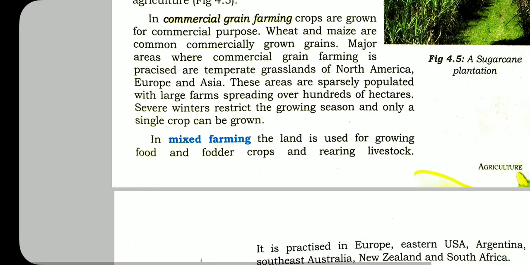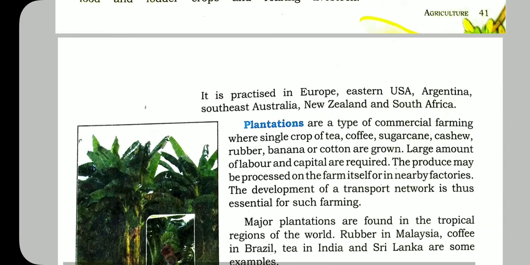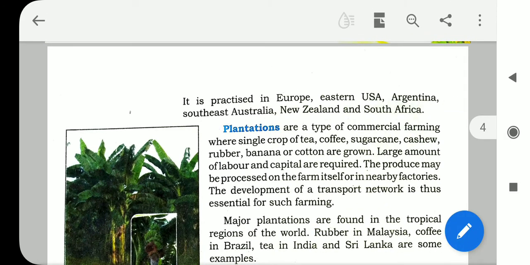In mixed farming, the land is used for growing food and fodder crops and rearing livestock. In mixed farming, they grow crops and also rear animals, because from those crops they can get food for the livestock as well. For example, after harvesting rice in our areas, straw is used as food for cows and buffaloes.